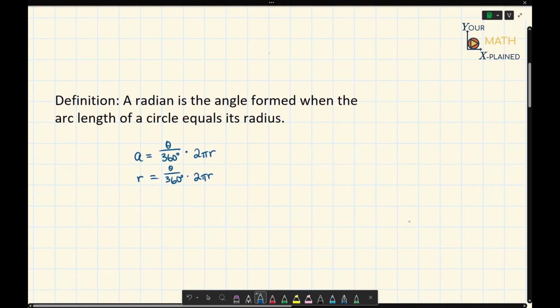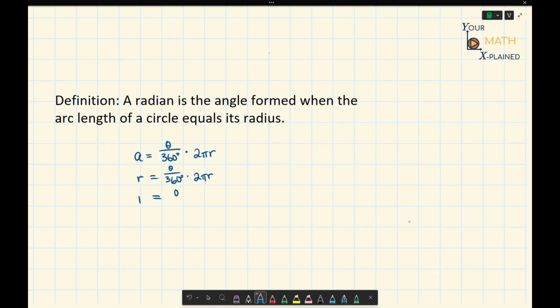Now dividing r from both sides will give us 1 is equal to theta over 360 multiplied by 2 pi. And now solving for theta, we get theta is equal to 360 degrees over 2 pi. So if you actually put this into your calculator, you're going to get that theta is roughly 57.3 degrees. And that is equal to 1 radian.